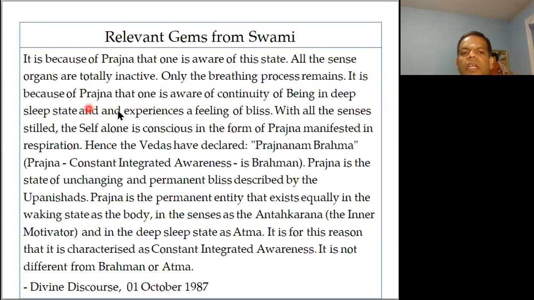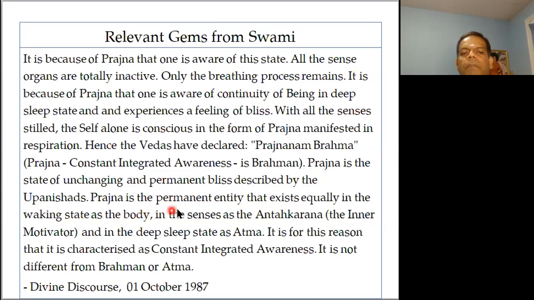It is because of prajna that one is aware of continuity of being in deep sleep state and experiences a feeling of bliss. With all the senses stilled, the self alone is conscious in the form of prajna manifested in respiration. Hence the Vedas have declared Prajnanam Brahma. Prajna is constant integrated awareness, is Brahman. Prajna is the state of unchanging, the permanent bliss described by the Upanishads.